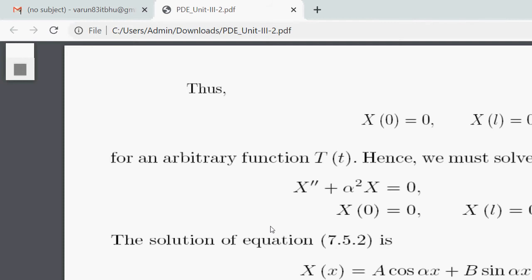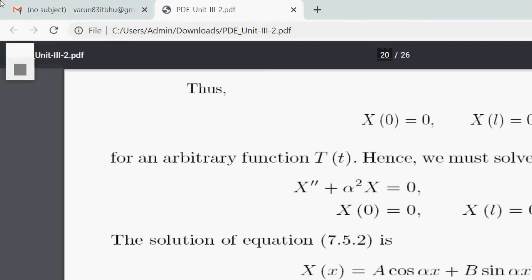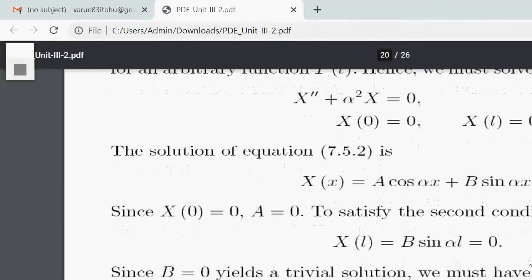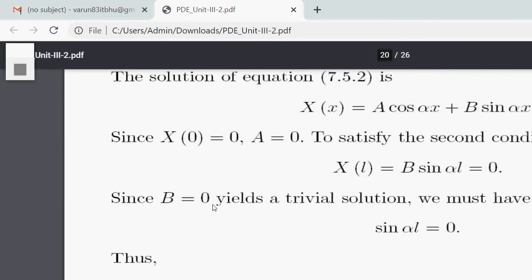If B is equal to 0, then we get the trivial solution of this differential equation. Now we are trying to find a non-trivial solution of the differential equation. So we assume that B is non-zero. B is non-zero, then sin alpha L is equal to 0. And if sin alpha L is equal to 0, this gives alpha is equal to n pi by L for every n in the set of natural numbers, or n is equal to 1, 2, 3 and so on.